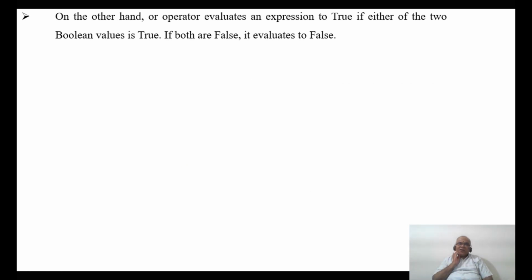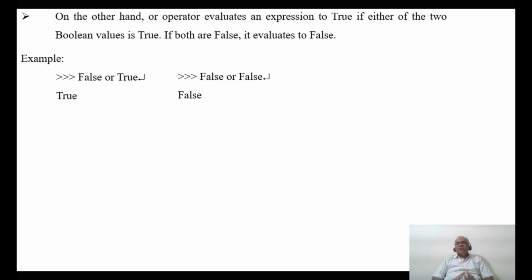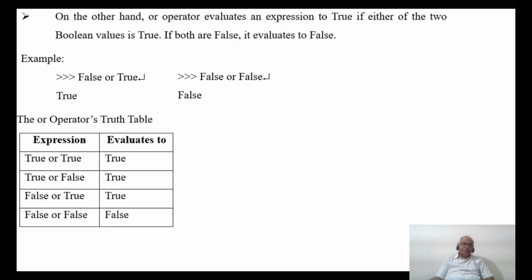Then coming to the next one. On the other hand, the OR operator evaluates an expression to true if either of the two Boolean values is true. If both are false, it evaluates to false. For example, true or false is true, false or true is always true. If both values are false, then it becomes false. True or true is also true. Now, in the OR operator's truth table, true or true evaluates to true, true or false evaluates to true, false or true evaluates to true, and false or false always evaluates to false.